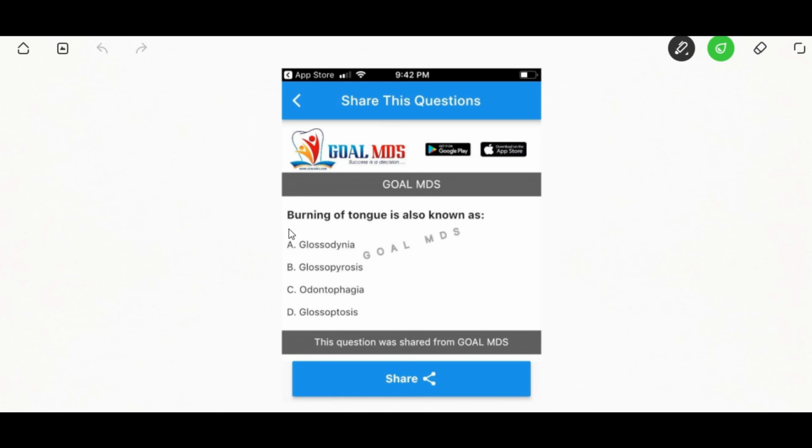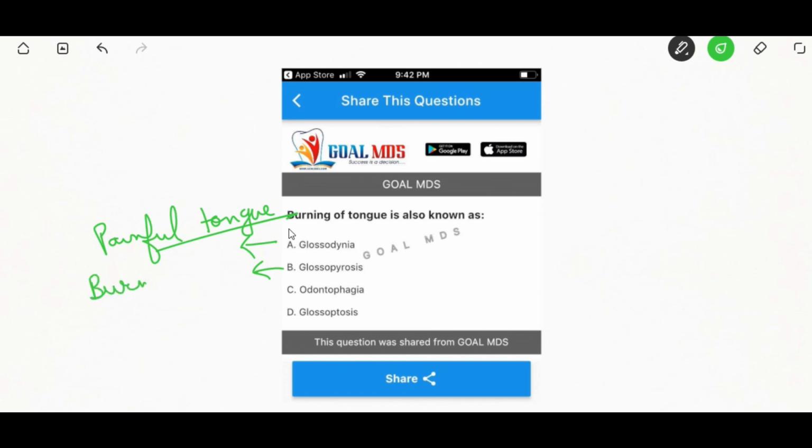Let us discuss the various terminology regarding the tongue. The first terminology is glossodynia. What is glossodynia? It is referred to as a painful tongue. The term glossodynia means the painful tongue. Another terminology is glossopyrosis. What is glossopyrosis? Glossopyrosis is the term that is used for the burning tongue.